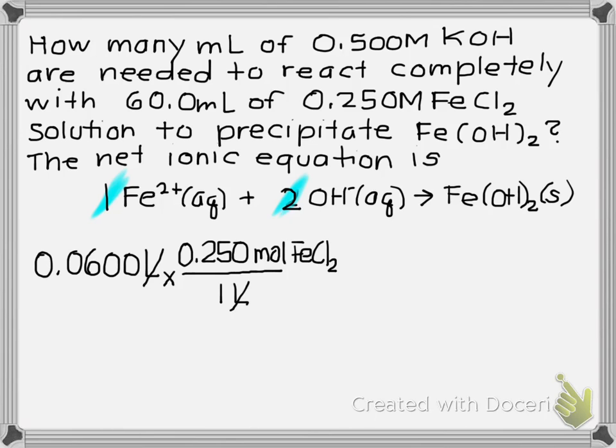I like to do this as a continuous problem, but I like to think about it as I go, and right now I have moles of iron(II) chloride. Well, my equation up above was a net ionic equation, and it gives me the ions.